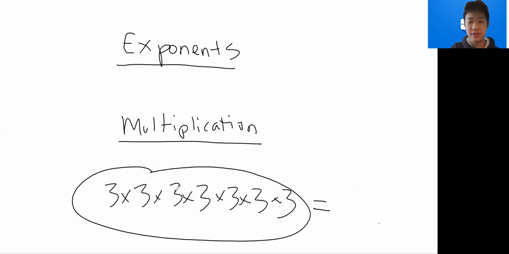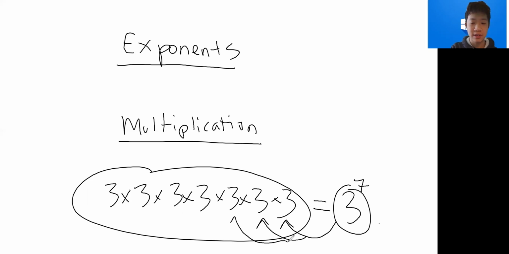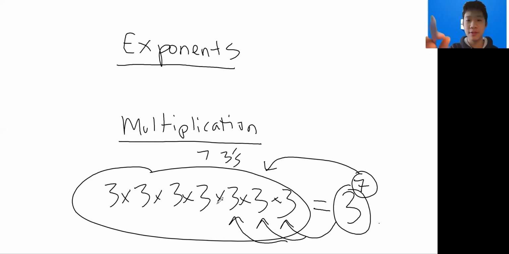So we're going to use this type of notation. We're going to put a 3 down and then put a 7 on the top in that little right corner over there. And what does this mean? The 3 means that you're multiplying threes. See all those? And the 7 means that you have 7 threes being multiplied together.